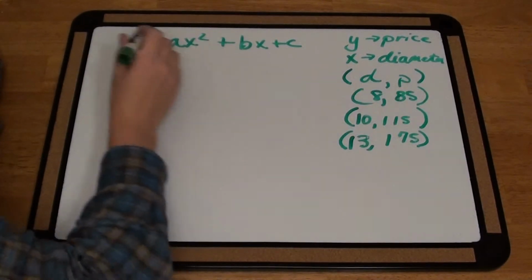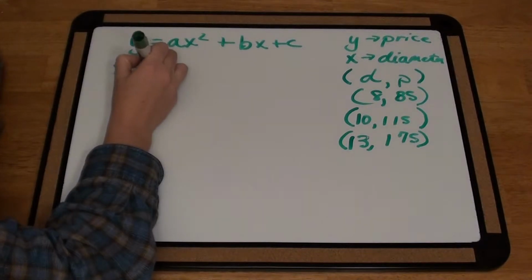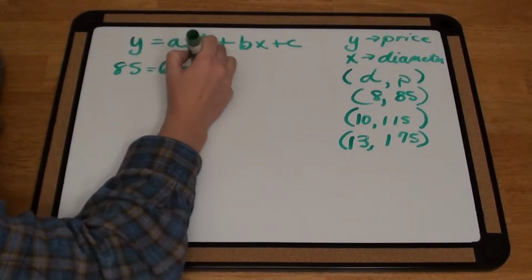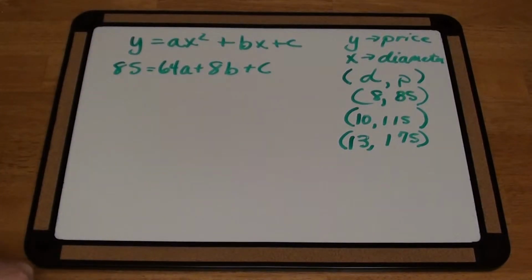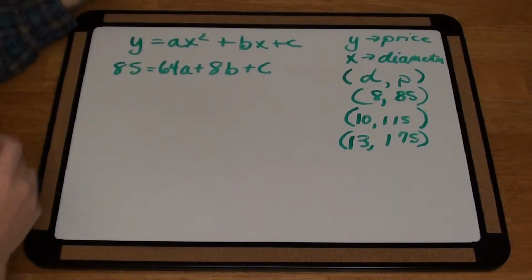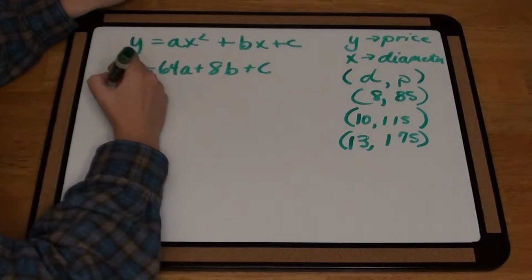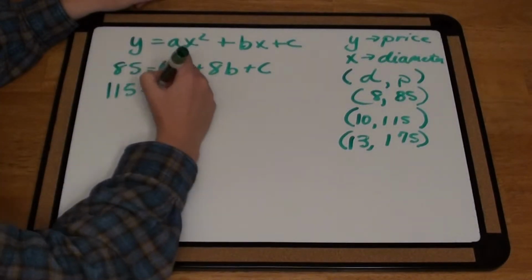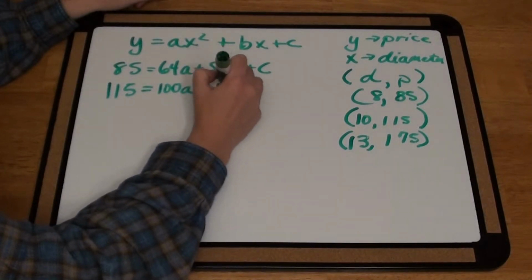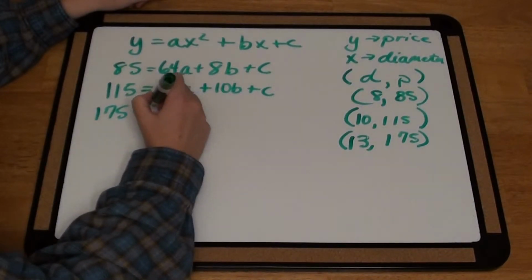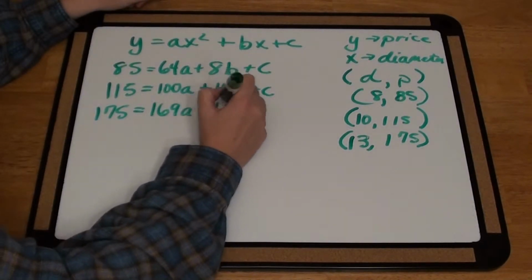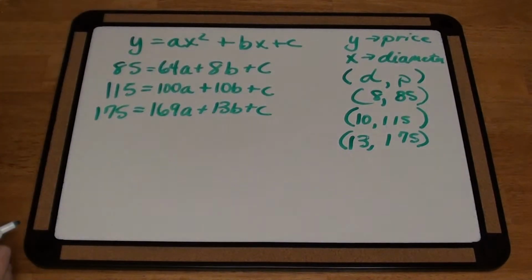So we're going to go ahead and substitute this in. We'll get 85 is 64a plus 8b plus c. That's our first equation. Of course, we're just trying to find the exact equation for this price model. Then we're going to have 115 equals 100a plus 10b plus c. Then we're going to have 175 equals 169a plus 13b plus c. So those are my 3 equations.